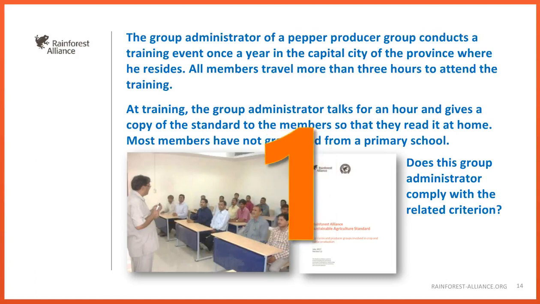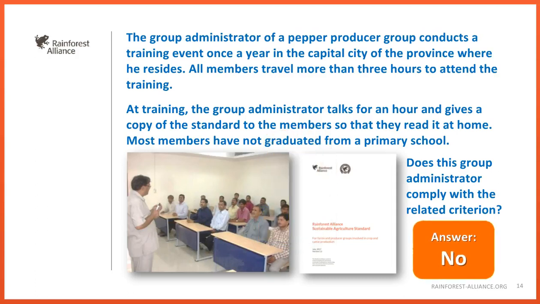The answer is no. As we saw in criterion C 1.17, training needs to be accessible to the members who live in remote areas, and it needs to be understandable to the members with a low literacy level. The training conducted by this group administrator is not appropriate for the type of members. You cannot do just anything short and simple and call it a training.